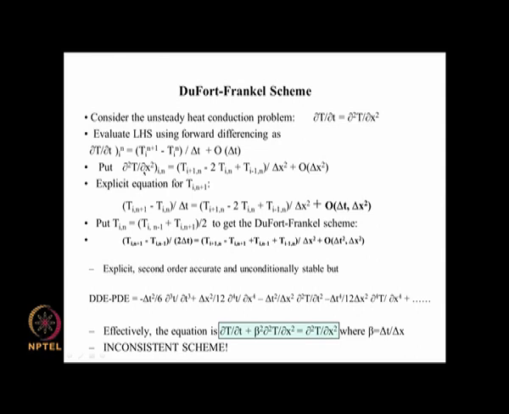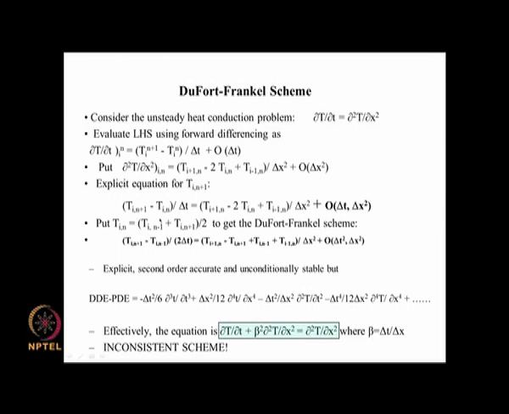So, you have ∂²T/∂x² at (i, n) equal to (T_(i+1)^n − 2T_i^n + T_(i−1)^n)/Δx² and other terms of the order of Δx². So, you can put these things together to get an explicit equation for T_i^(n+1) in this particular way, and the resulting scheme is first order accurate in time and second order accurate in space, because this is evaluated using a central difference scheme and this is evaluated using a forward difference scheme of first order.